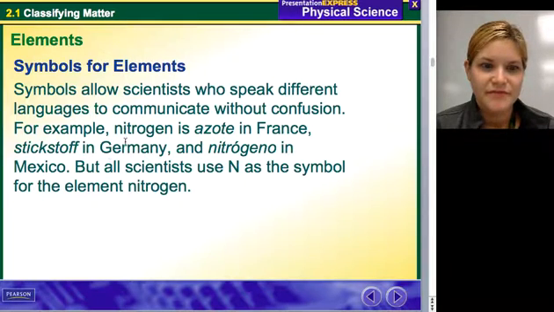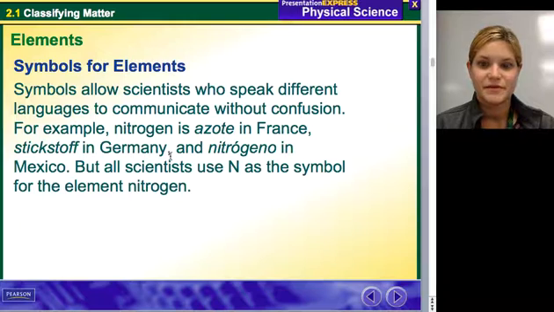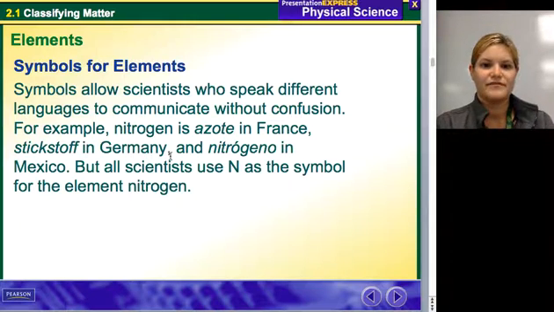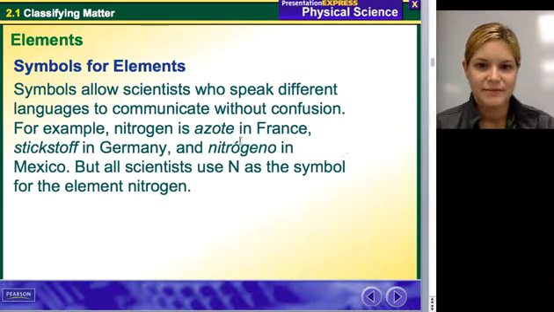Next, symbols are used because we have so many different languages and the words for the elements are different in every language. For example, this is the word for nitrogen in French, and then in German, and then in Spanish. But all scientists use the symbol N for nitrogen.